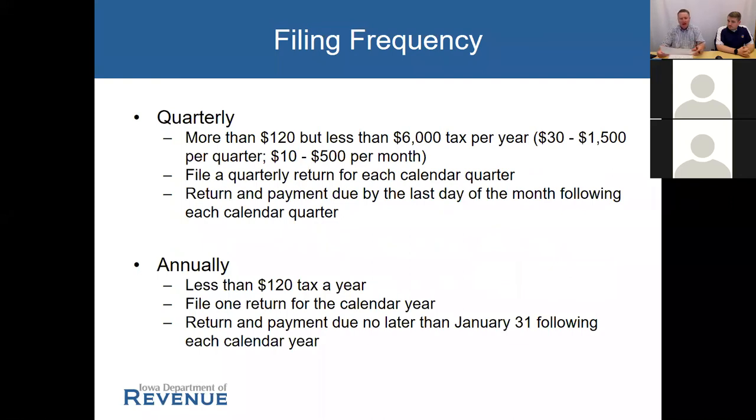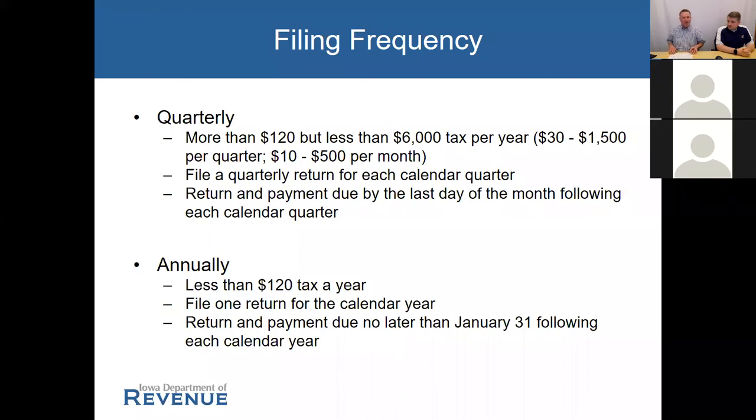We also have a status for quarterly filers. These are remitting more than $120 a year in tax, but less than $6,000 per year. These folks will file a quarterly return every calendar quarter, and it's a recap for the whole 3-month period. Again, like the monthly deposits, the quarterly return is due by the end of the month following the end of the quarter.